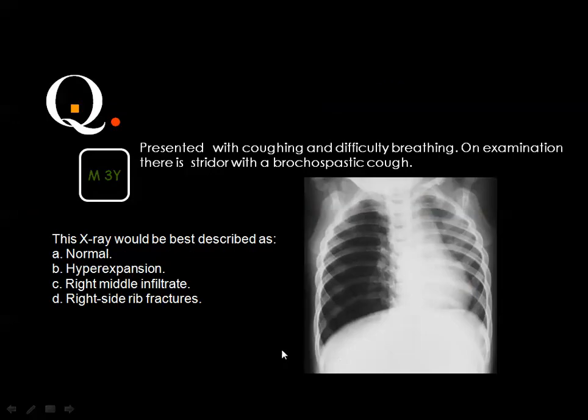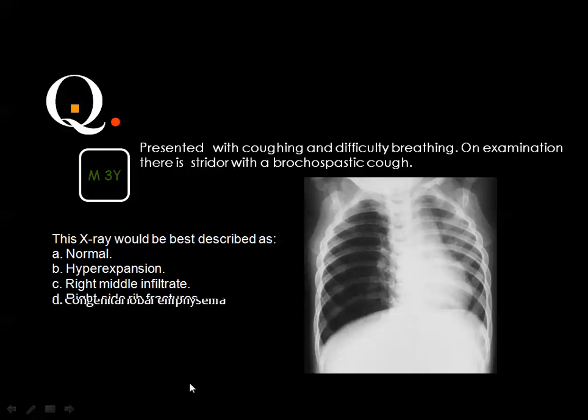Then this is a question for you, and this is a male child, 3 years old, presented by coughing and difficulty in breathing. On examination, there is a stridor and a bronchospastic cough. The chest X-ray is like this. What do you think? Is it normal, or is there hyperexpansion on the left or on the right? There is right middle lobe infiltrate or right-sided pleural effusion.